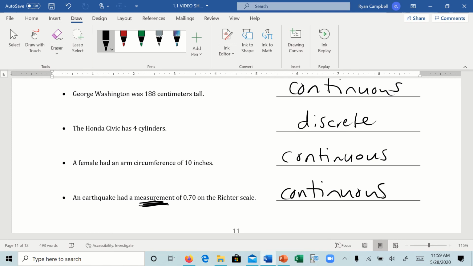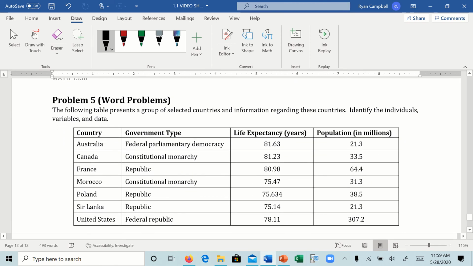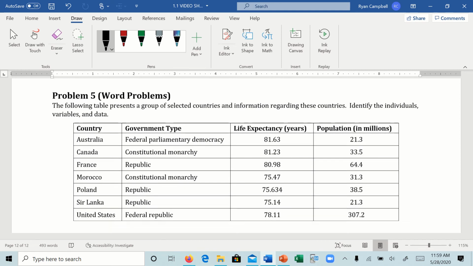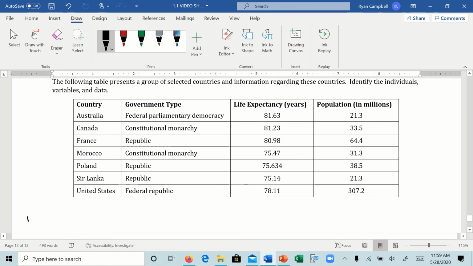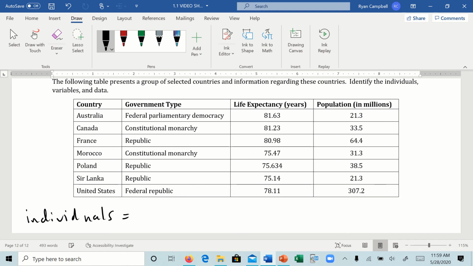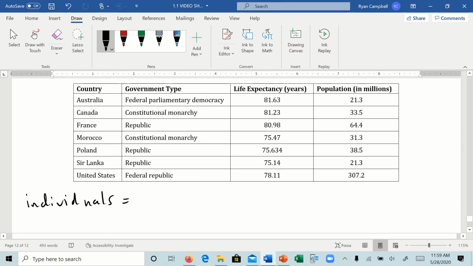All right. Last problem, and then we're done with this section. The following table presents a group of selected countries and information regarding these countries. Let's put together everything that we've talked about so far: the individuals, the variables, and the data. Looking at this, what are the individuals? Who are the people or the things or the objects that we are studying from this table? Hopefully you can see that we're actually studying the countries. These are the individuals in this case. Individuals can be humans, but they can also be cars, tables, and countries.